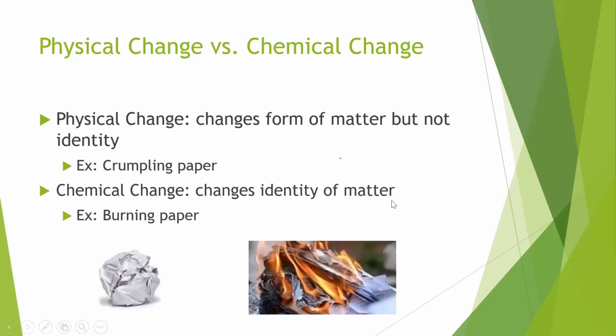But a chemical change is where you change the identity of the matter. For example, if you burn the paper instead, it's not paper anymore. It's ashes, and it converts some of the paper into gases. So basically, with a physical change, it's still the same substance in the end. With a chemical change, it's a completely different substance. An easy way to spot a chemical change is if they say you create something new. That's usually an indicator of a chemical change.